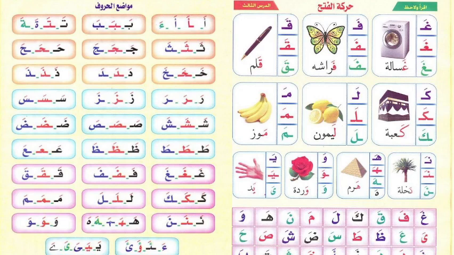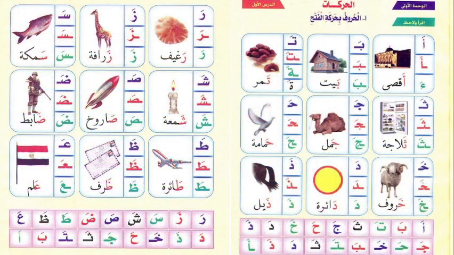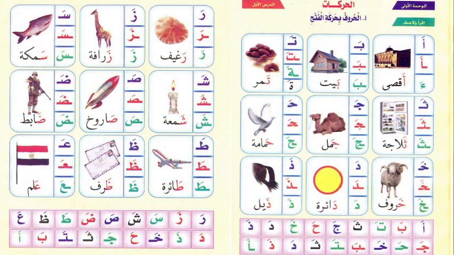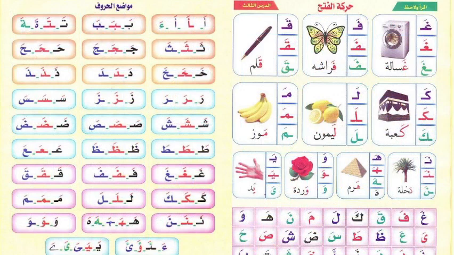And we have nun at the beginning, in the middle, and at the end. Just note how those letters have been written at the beginning, in the middle, and at the end. If you notice the nun, how it is written at the end is quite different from how ba or ta is written at the end. Just note that.